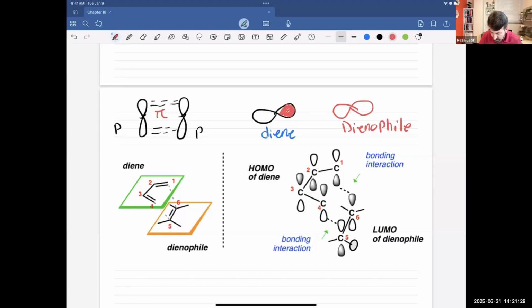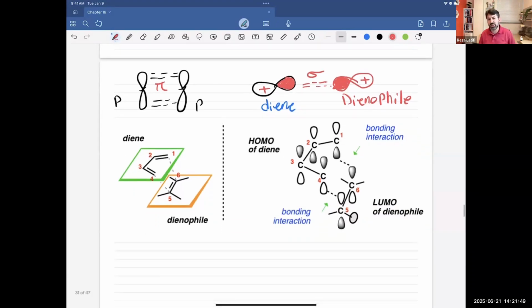So if this one, for example, is red, and that one is also red, the attraction between these two will be constructive, and it will be sigma. Because this one is positive and that one is positive, and the two faces reaching each other have the same color, I'm going to call it constructive interference. The only way to get constructive interference is to bring the dienophile either from the bottom of the molecule or from the top. Both of them are possible, from the top or from the bottom.